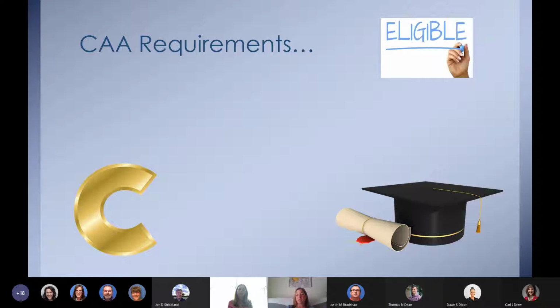There are a few other eligibility requirements, one of them being that the student has to have at least a 2.0 or higher, which means they have to get a C or better on all of their classes, otherwise they wouldn't be able to transfer. So that's my little C there for you to remember that that's what they have to get, and the diploma because they have to finish their degree.